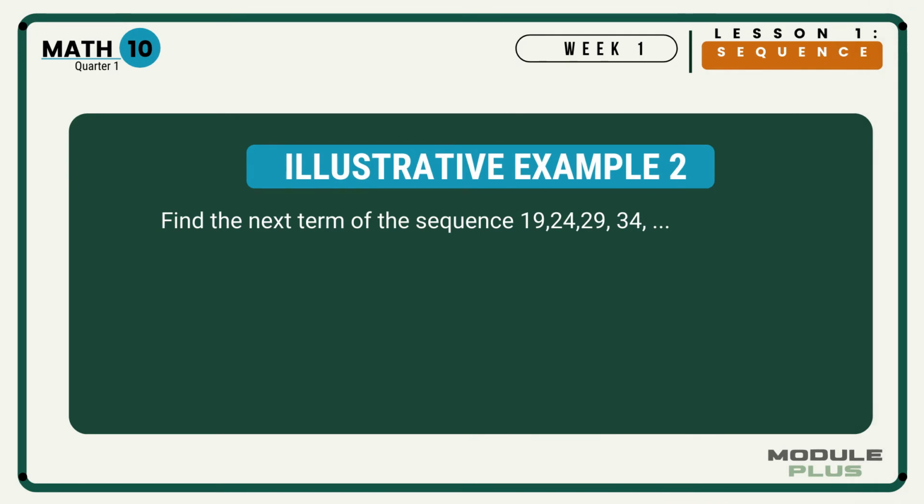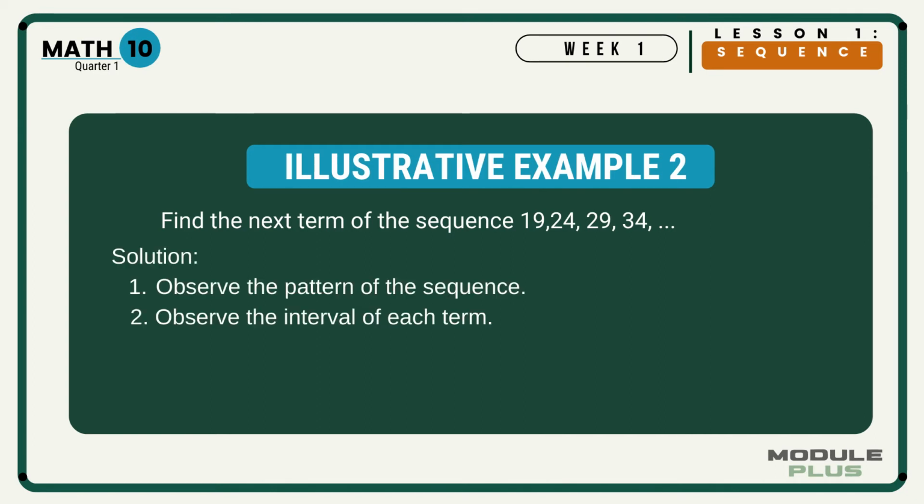Let's proceed to the second illustrative example. It is about finding the next term of a sequence. For this example, you have to find the next term of the sequence 19, 24, 29, and 34. To solve this sequence, first, you must observe the pattern of the sequence 19, 24, 29, and 34.